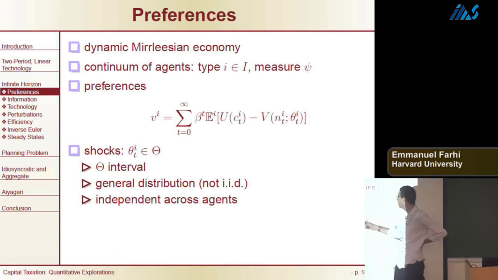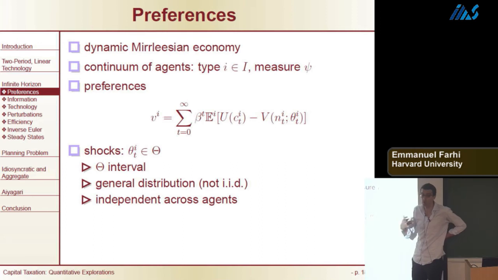For every individual, I'm going to describe its utility as follows. V_i is going to be the net present value of its utility. And the preferences have the same structure as in the two-period model. So you work and consume in every period now.